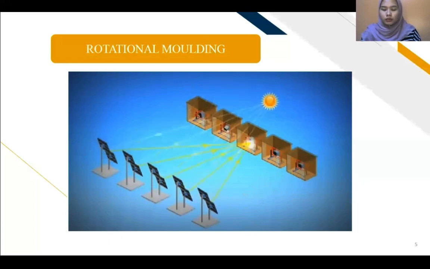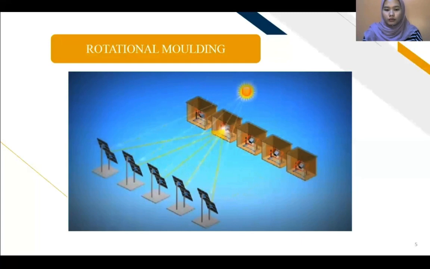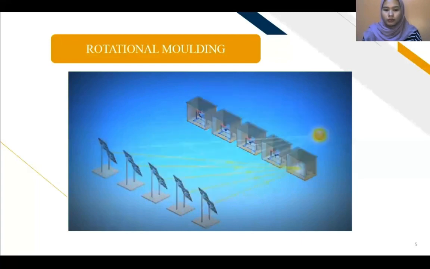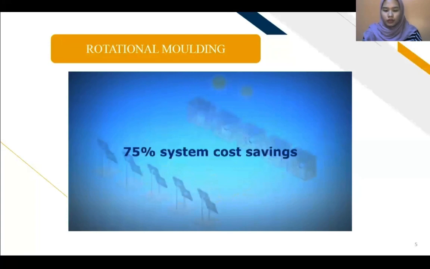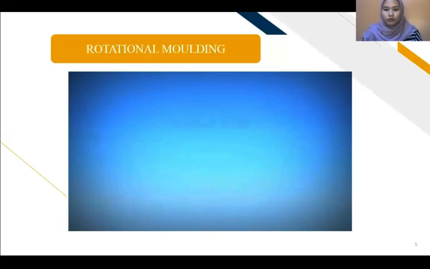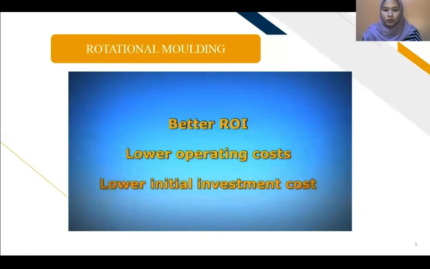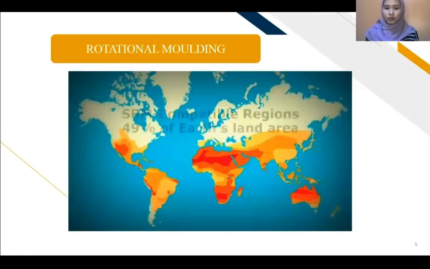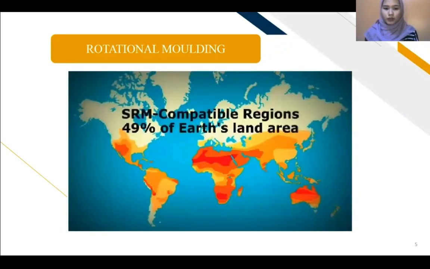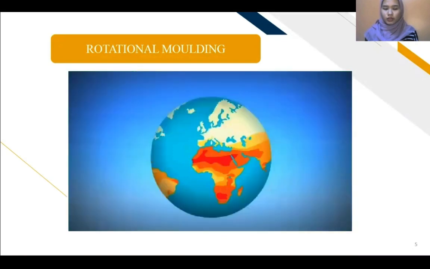We replace costly machinery and fossil fuel energy with cheap, simple machinery and free solar thermal energy. Solar rotational molding systems cost only about 1/4 of what traditional molding systems do. SRM is unique among solar processes in that it offers better ROI, lower operating costs, and lower initial investment implemented in areas where solar electricity, farming, or most other economic activity is not viable.